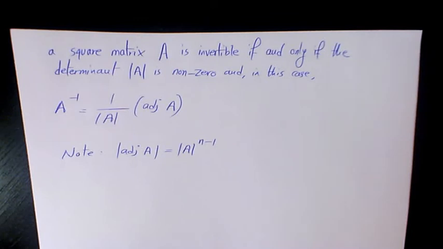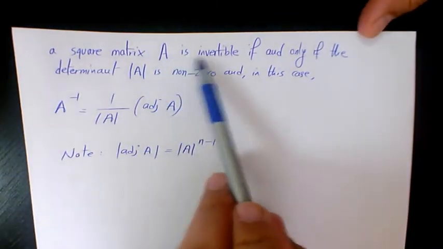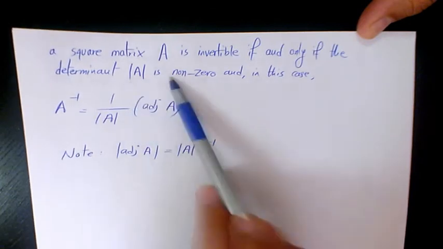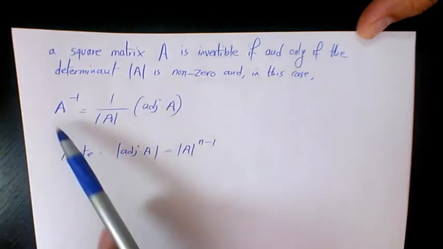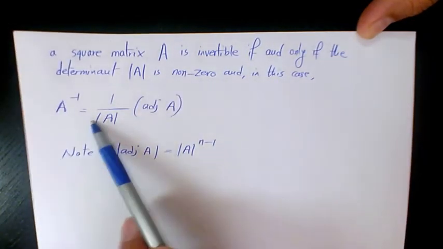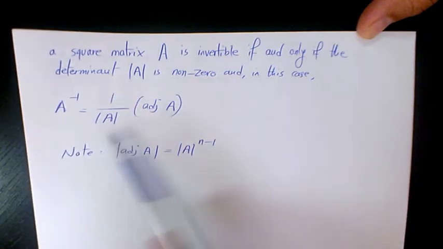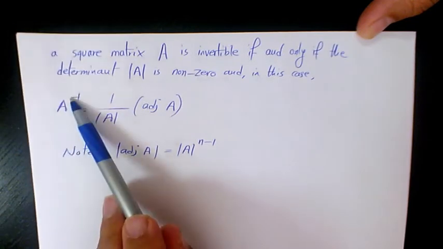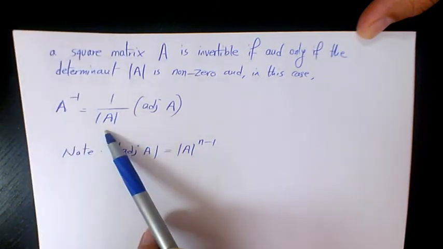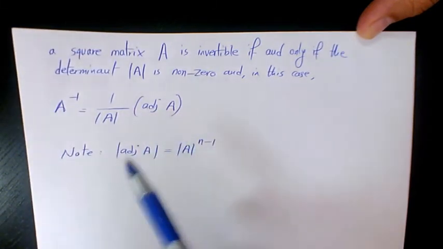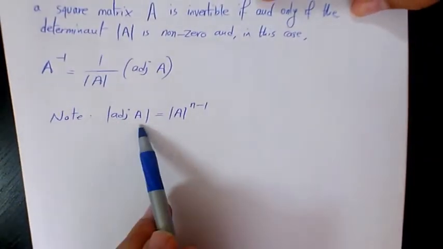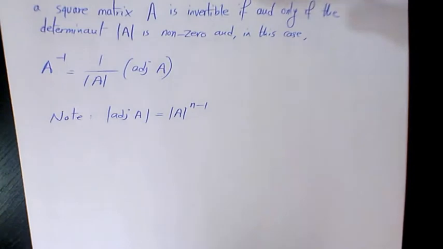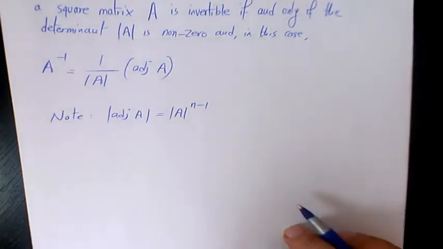So I need to mention that square matrix A is invertible if and only if the determinant of A is non-zero, and in this case the inverse of A equals 1 over determinant of A times adjoint of A. This is extremely important. Inverse of A equals 1 over determinant of A times adjoint of A. Or we can say determinant of adjoint of A equals determinant of A to the power of n minus 1. Let's see an example.